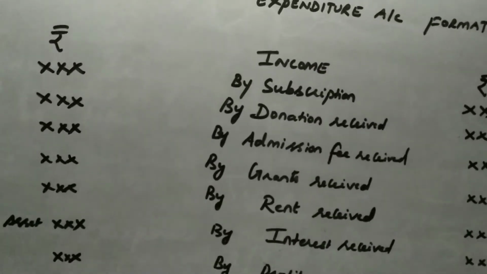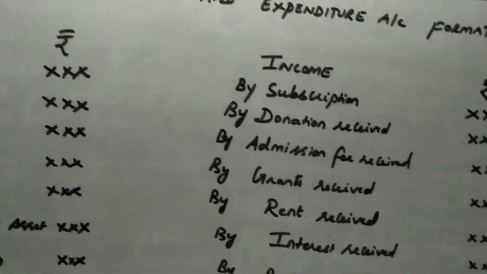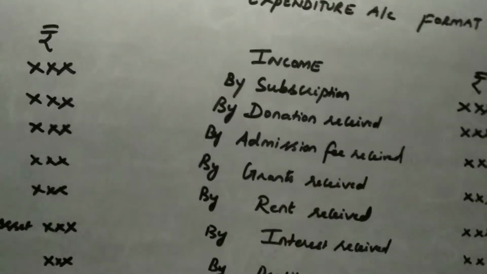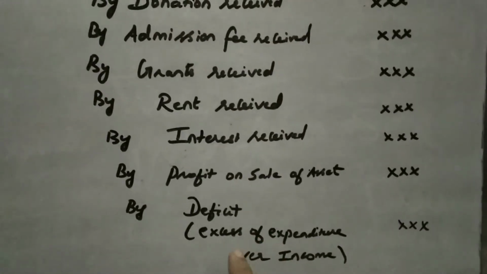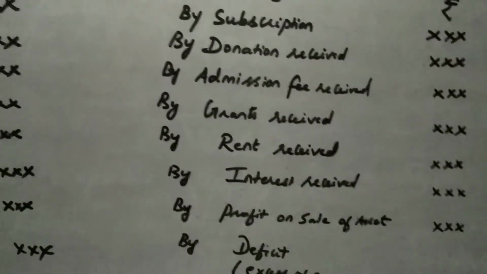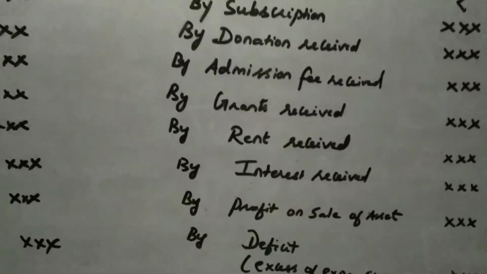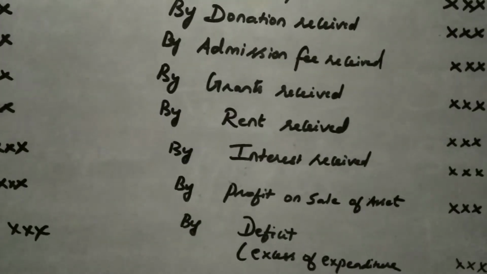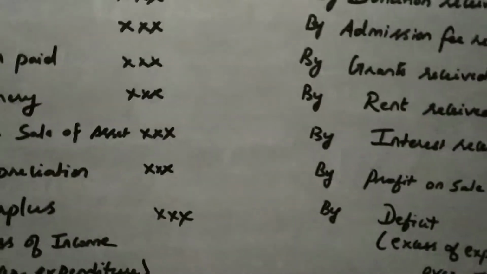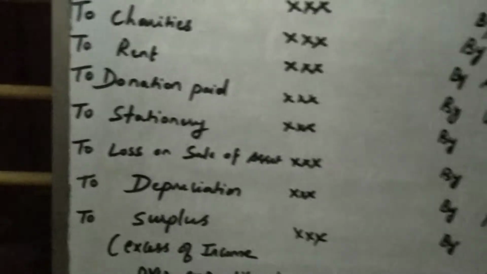Now, after putting all the items in the respective sides, expenditure and income, if expenses are more than the income, you incur a deficit. Excess of expenditure over income. If the total of the expenditure side is more than the income, then you incur a deficit. If the income side is more than the expenditure, you get a surplus. Excess of income over expenditure.